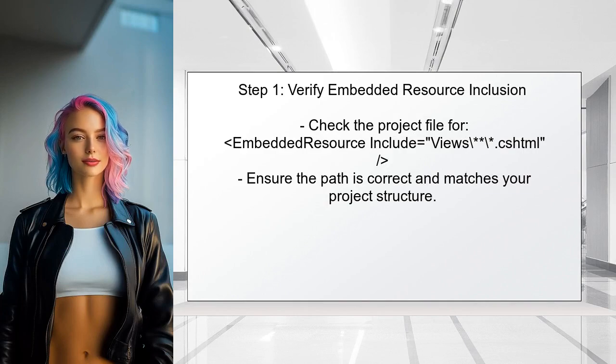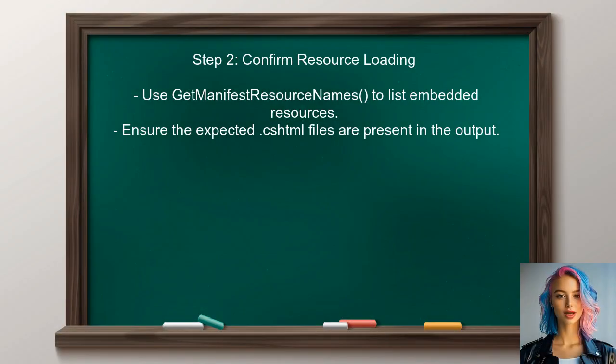To begin resolving the issue, the user should ensure that the embedded resources are correctly included in the project file. This means verifying that the path specified for the embedded resources is accurate. Next, the user should confirm that the embedded resources are being loaded properly. This can be done by inspecting the assembly and checking the output of the GetManifestResourceNames method.